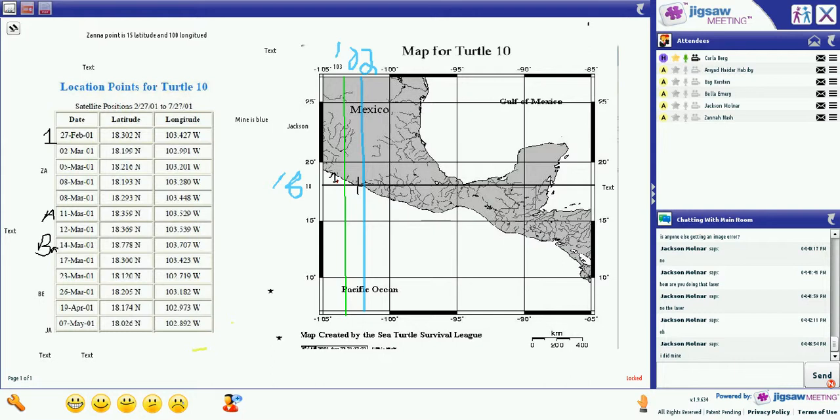Okay, so Bay, I'm going to make one for you. Bay, your point is 95 longitude and 10 latitude. Okay, and I wrote it up on the bottom for you. Okay, I see yours, Jackson. Thank you very much.